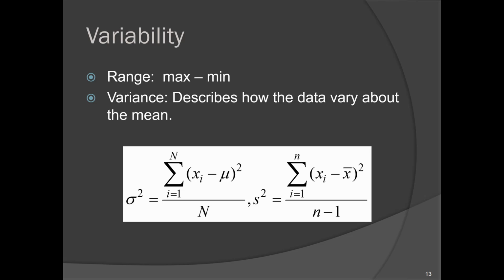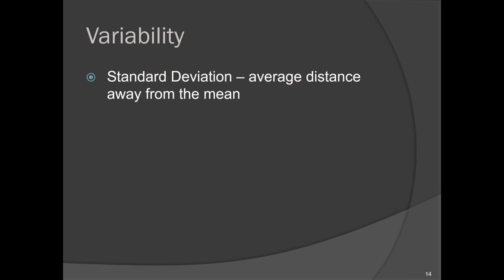So this is the formula that you don't have to do because we have Excel and descriptive statistics, but the sigma squared is for the population, and the S squared is the sample. So population variance and sample variance. But again, typically what's reported is your standard deviation. This is the average distance away from the mean. So basically, if there's a ton of variability, there's going to be a large distance away from the mean.